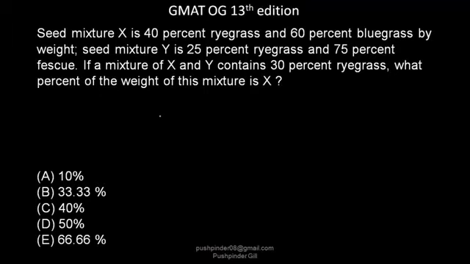Now there is seed X. Let me read the question out for you. The seed mixture X is 40% ryegrass and 60% bluegrass by weight, and seed mixture Y is 25% ryegrass and 75% bluegrass. If a mixture of X and Y contains 30% ryegrass, what is the percentage of weight of this mixture that is X? Now you know that ryegrass is common in all three mixtures. So do allegation on mixtures.